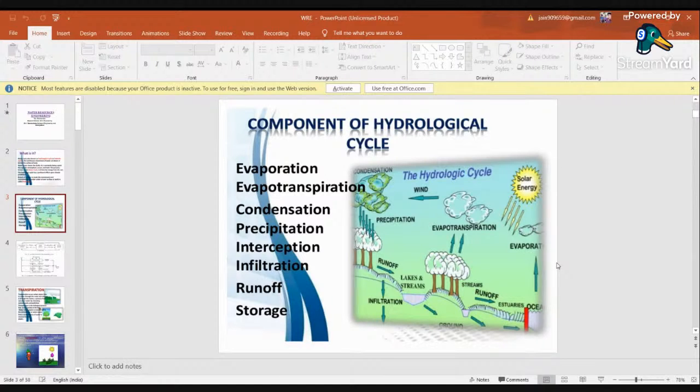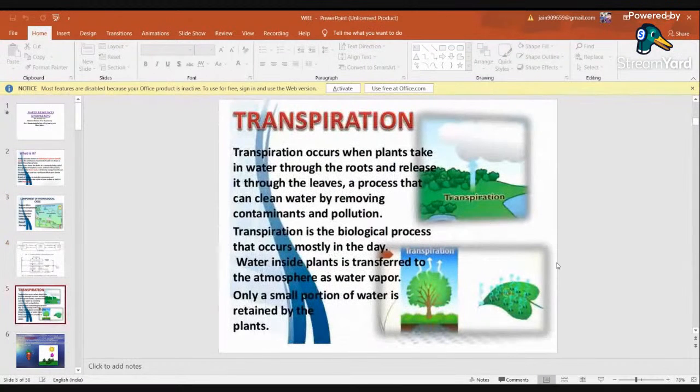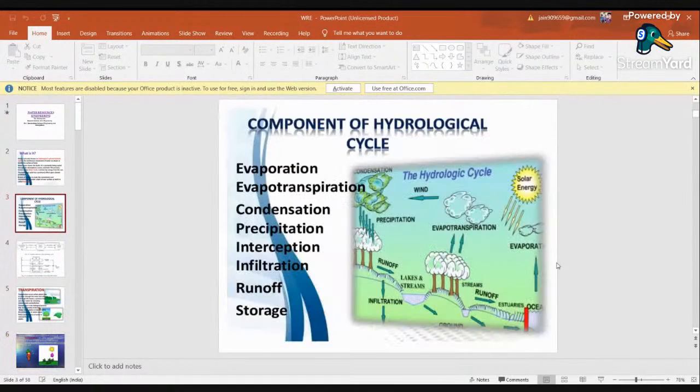Now the major component of the hydrologic cycle is precipitation. Precipitation can occur in the form of rainfall, snowfall, hail, fog, drizzle, then interception, storage, evaporation, transpiration, percolation, and runoff, etc.